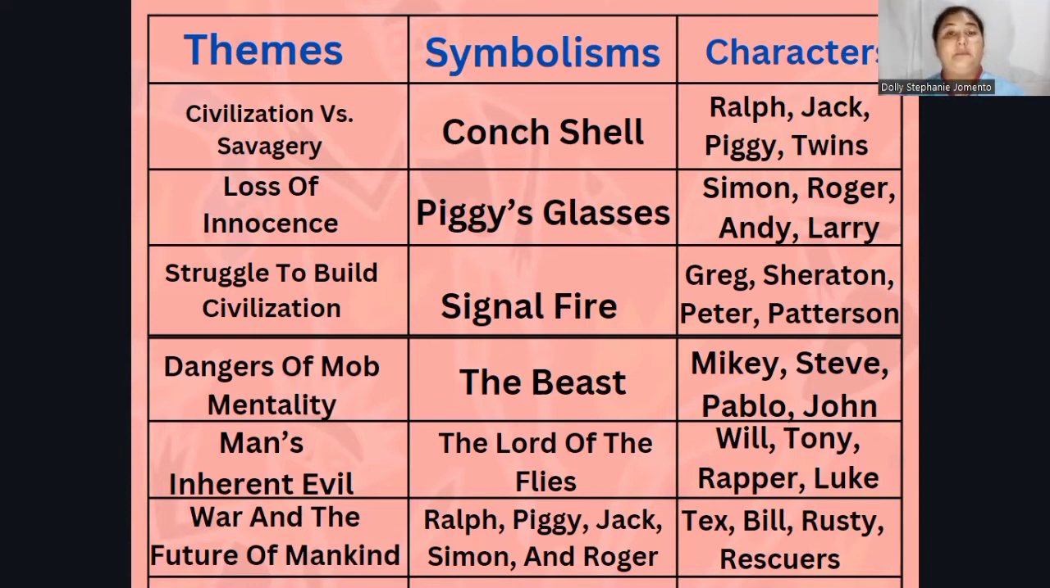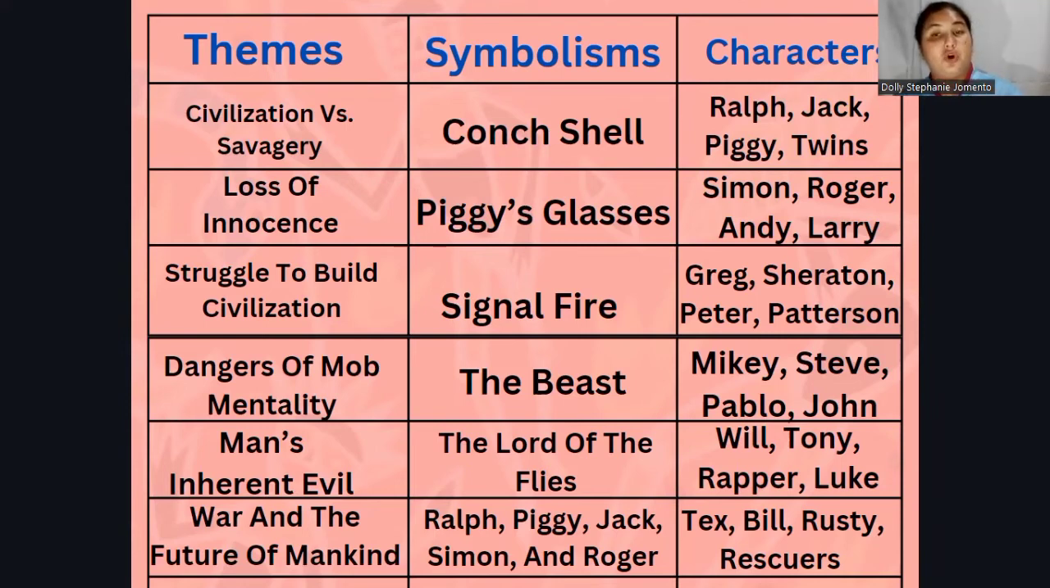So next is the beast. The imaginary beast that frightens all the boys stands for the primal instinct of savagery that exists within all human beings. The boys are afraid of the beast, but only Simon reaches the realization that they fear the beast because it exists within each of them.